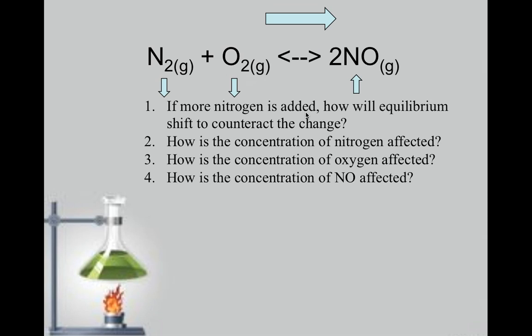Okay, so whichever direction the reaction is shifting, that side of the reaction will have the concentrations increasing, and the side that it's shifting away from is going to be decreasing. So we'll do one more example.